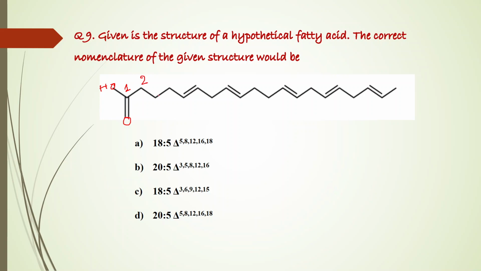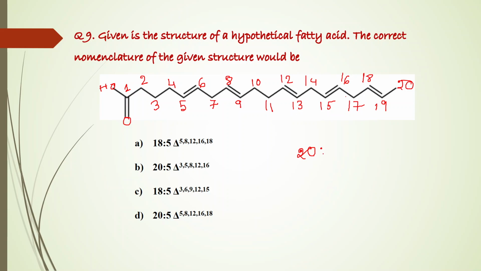This is 1, 2, 3, 4, 5, 6, 7, 8, 9, 10, 11, 12, 13, 14, 15, 16, 17, 18, 19, 20. So we have marked it. How many carbon atoms are there? 20. So in case of delta designation, what do we write first? The total number of carbon atoms. Fine. So that is 20.